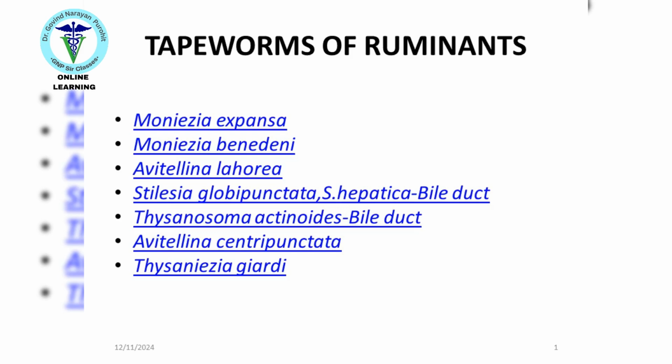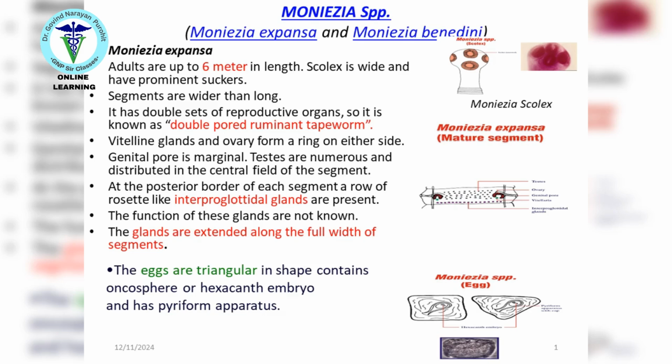Tapeworms of ruminants include Moniezia expansa, Moniezia benedeni, Avitellina lahorea, Stilesia globipunctata, Thysanosoma actinioides, Avitellina centripunctata, and Stilesia giardi. Moniezia expansa adults can grow up to 6 meters in length, with a wide scolex and prominent suckers. Segments are wider than long and contain double sets of reproductive organs, known as the double-pored ruminant tapeworm.